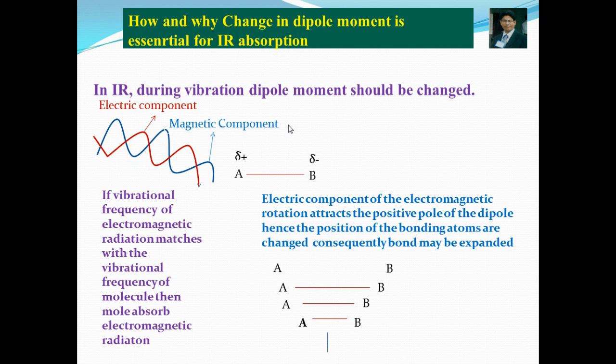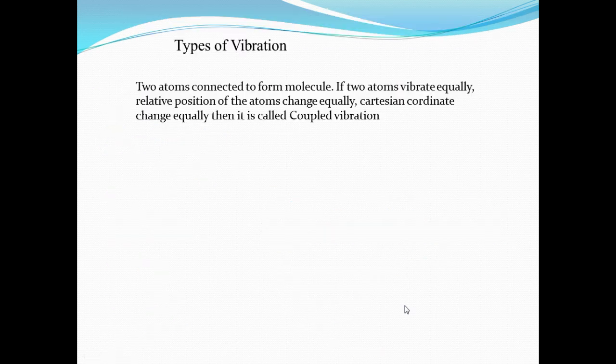Now, this is the way. How does it vibrate? Actually, the atoms of the molecule connected by the bond may stretch and compress, stretch and compress, and in this way vibration occurs. And when the electromagnetic radiation matches this vibrational frequency, then the electromagnetic radiation will be absorbed. And this is the Morse diagram.